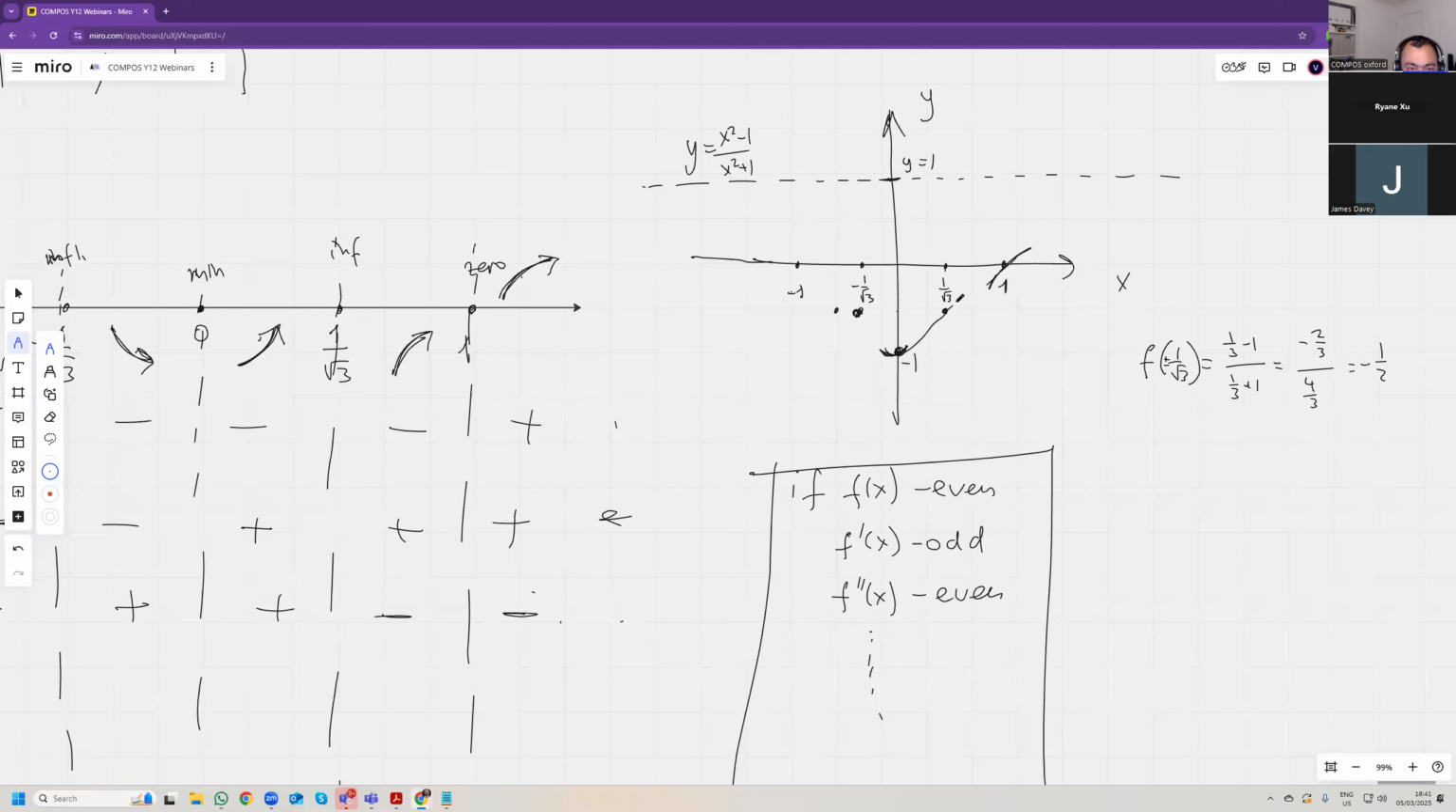Okay, so this is the function. Yeah, so this is a point of inflection. This is a point of inflection.